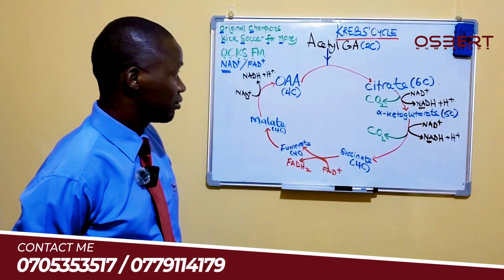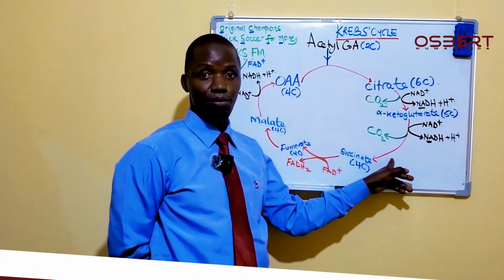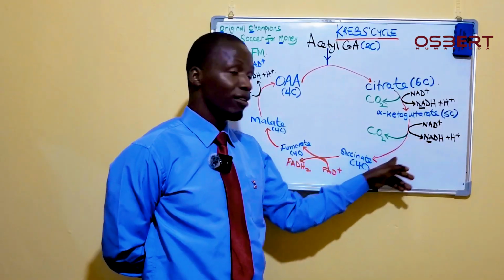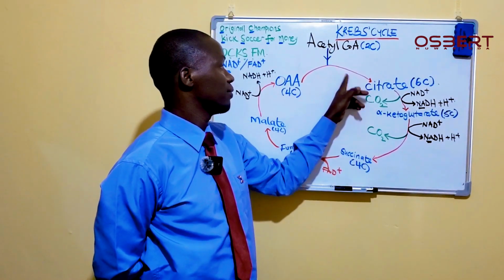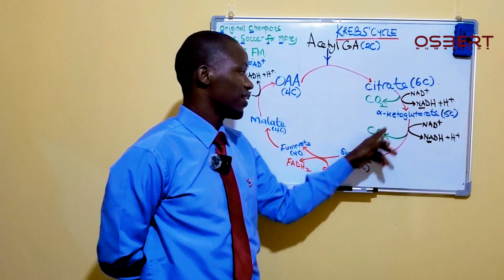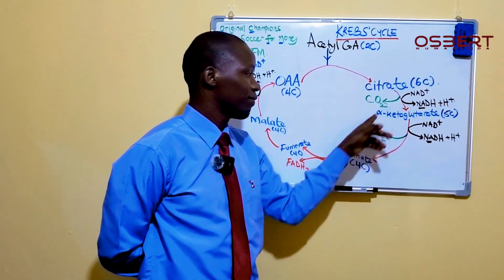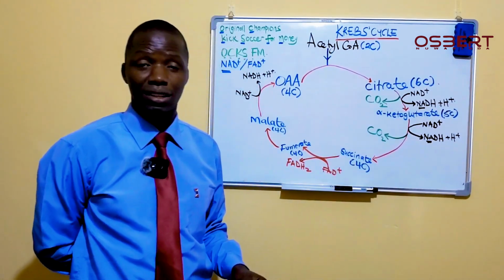That will be the second step here. On this second step, we have very many things happening. I told you this is the entry point, this is the first area, and now this is the second area. At this second area, we have very many things which are happening.